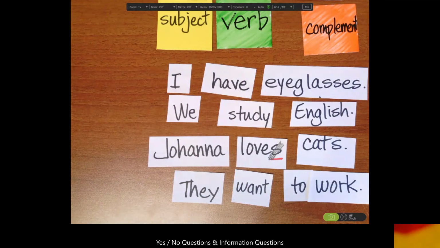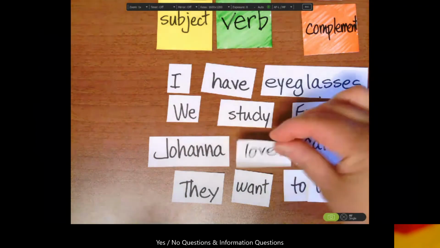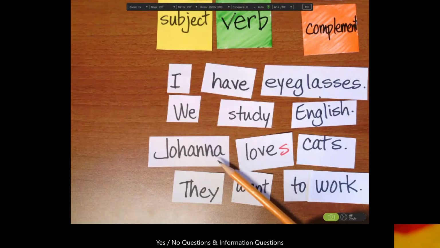We study English. Whoops. Johanna loves cats. Now, why did I go whoops? Is because it did not conjugate. Johanna is a he, she, or it. In this case, a she. So the verb in present simple requires an S. We're going to get to that in a moment. They want to work. So what do we do to make this into a yes-no question?